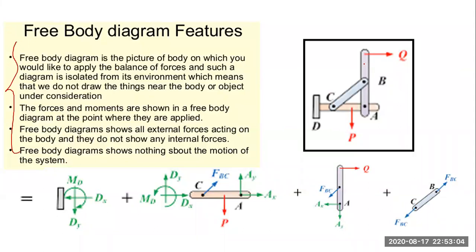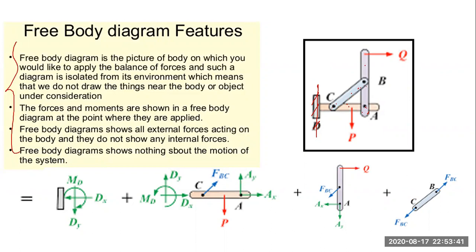How many links are there? This is 1 link, 2 link, 3 link. How many joints are there? This is a fixed support, one type of support. Point C and point B, or point A, 3 are pinned supports. Do you know what a pinned support is? Pinned support means hinged. So there are 2 types of support: 1 fixed support and 3 pinned supports.